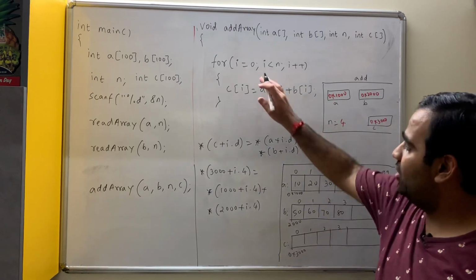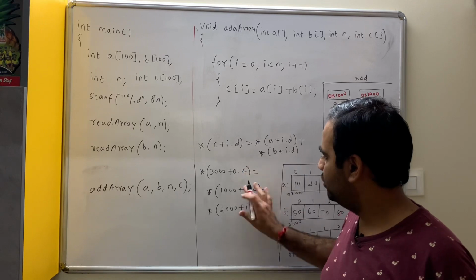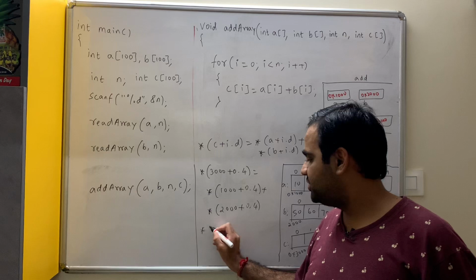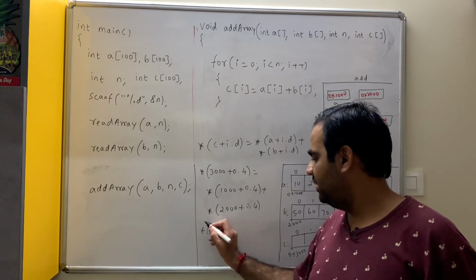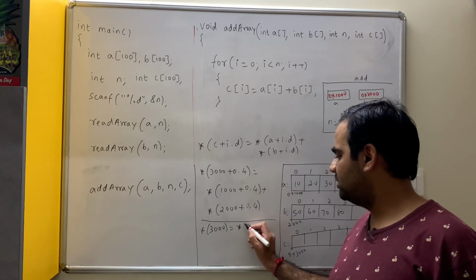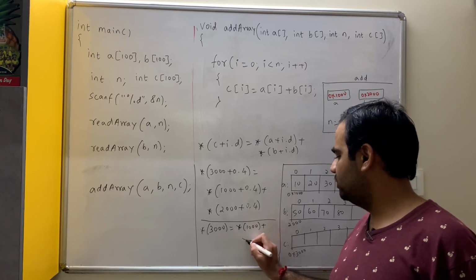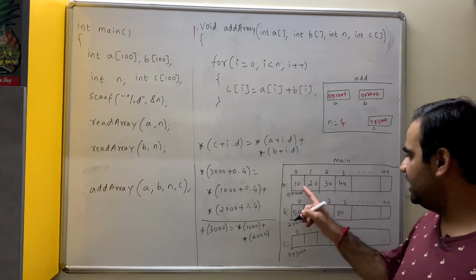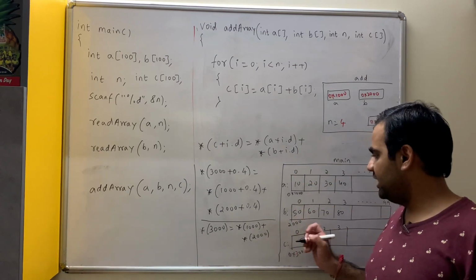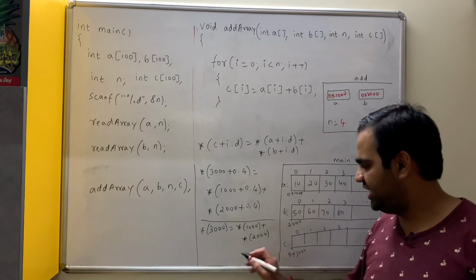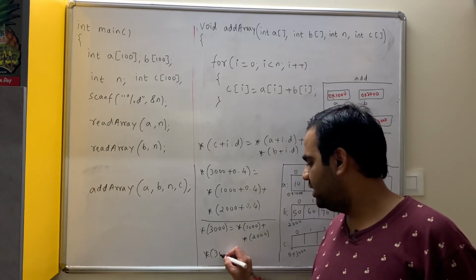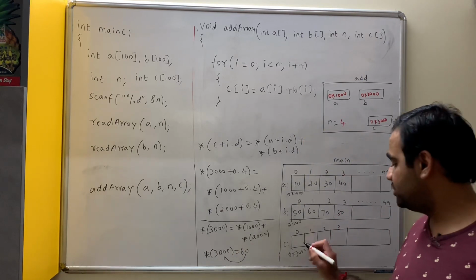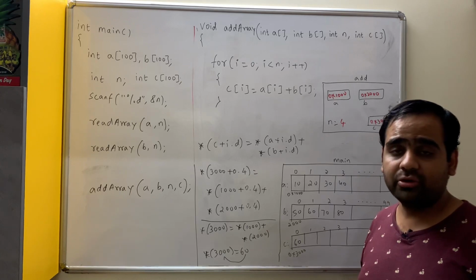Now initially the value of I is 0. I can replace with 0, 0 and 0. What does it become? It becomes star 3000 is equal to star 1000 plus star 2000. Now evaluate RHS first. Now what is star 1000? It is 10. What is star 2000? It is 50. 10 plus 50 is 60. And we are saying star 3000 is equal to 60. What does it mean? It means go to address 3000 and store 60. This is address 3000 and you are storing 60.